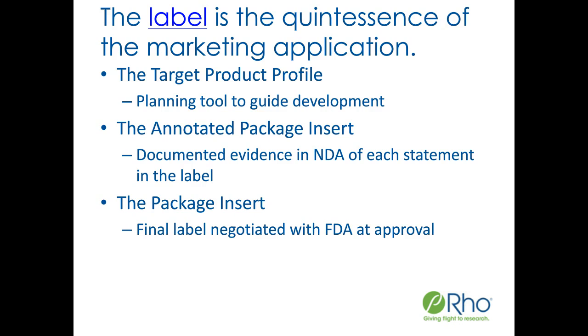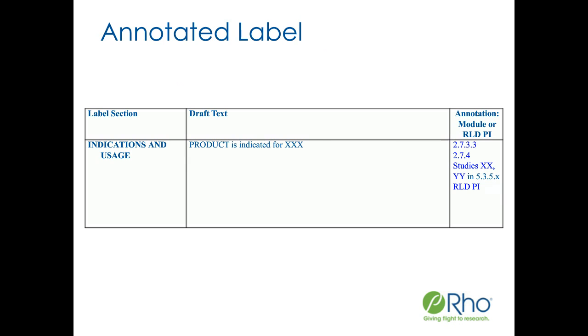And this is just an example of a table that we use in our NDAs, and you can see that this is the indications and usage section of the label. The product is indicated, and you define what the indication is in the draft text. And then over here on the right-hand side, the annotation module or reference listed drug PI, if you're doing a 505(b)(2), you have to reference where the facts are that justify your statement. Absent facts or any justification, you are not allowed to make a statement. And that's an important issue that's lost on many people.